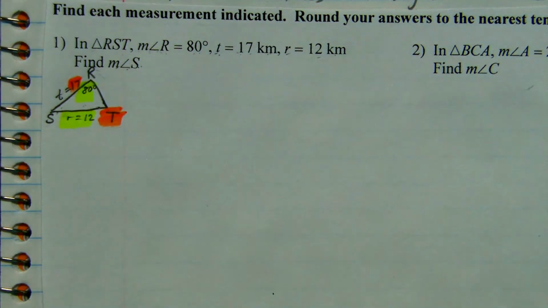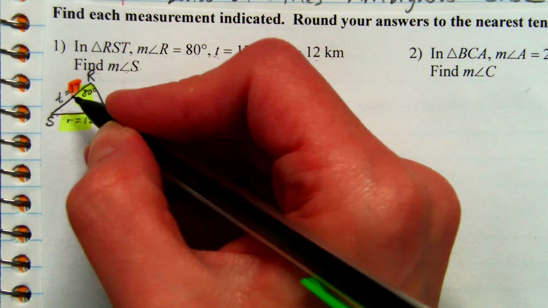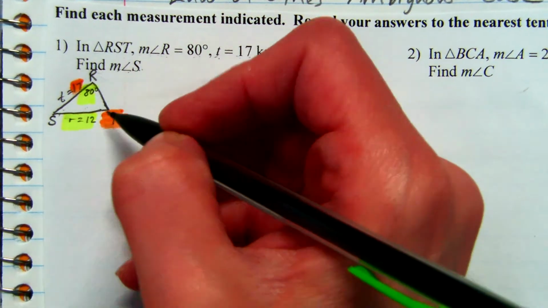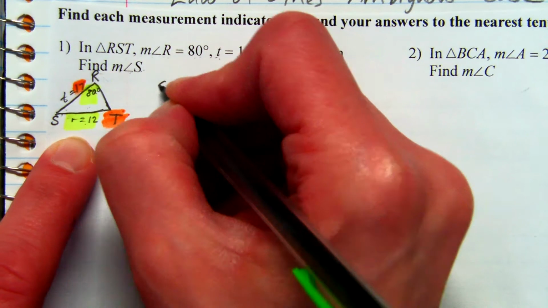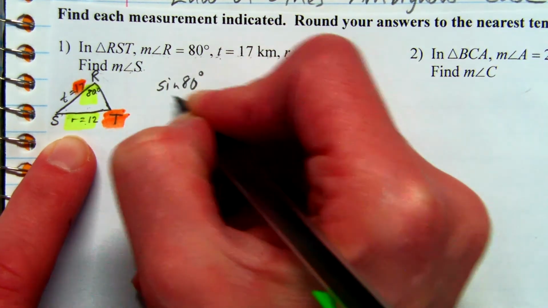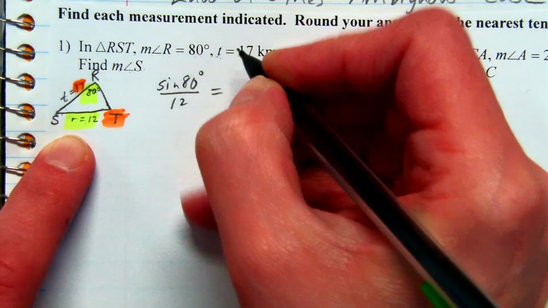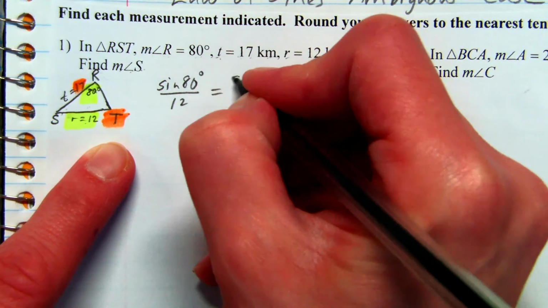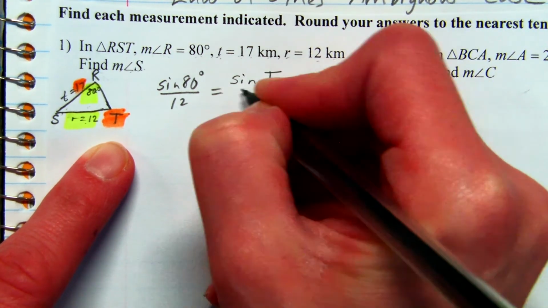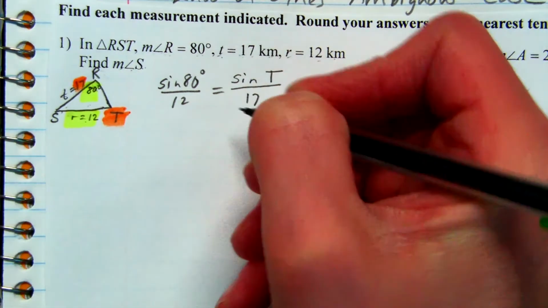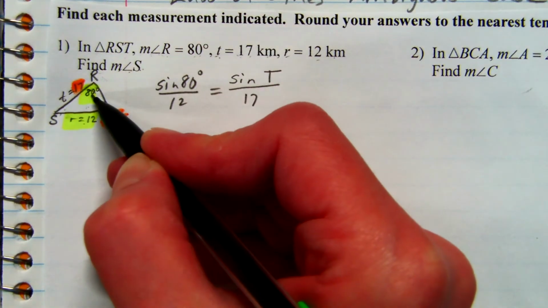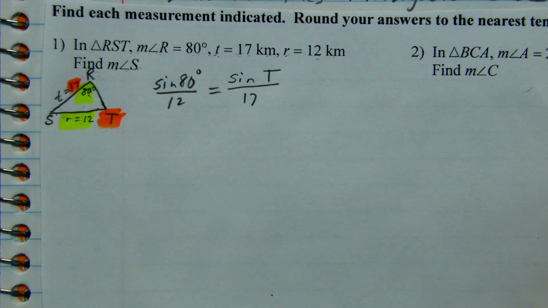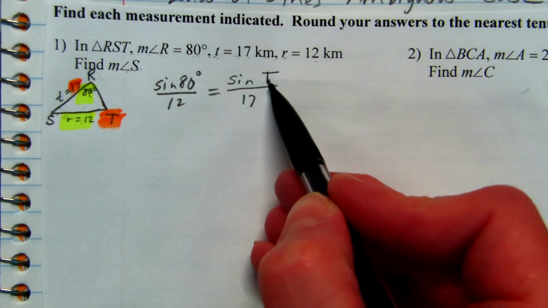So if you remember law of sines, the sine of the angle always goes across from the side. So start with the pair that you have both numbers, the 80 and the 12. So sine of 80 degrees over 12. And this is where it's going to be different than the previous lesson. We're going to have sine of angle T over 17. So instead of giving us two angles and a side, they're giving us two sides and an angle, and the angle is not between them, which makes this a little bit more interesting because we're solving for an angle.